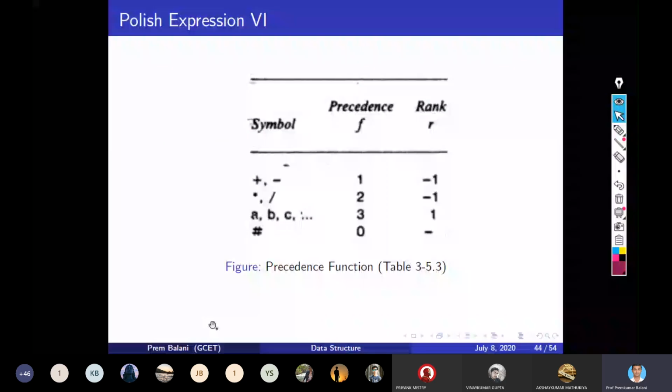Yeah. So here you have to keep these values of the precedence function in mind. The value of the precedence function for plus and minus is 1, for multiplication and division 2, for exponent 3, and for hash it is 0. And rank is -1 for all operators, and for all operands it is 1, right? And for hash, rank is not required. So there are two functions, rank and precedence. We will be using these while we are understanding the algorithm on the next slide.